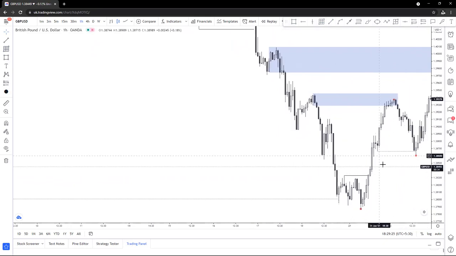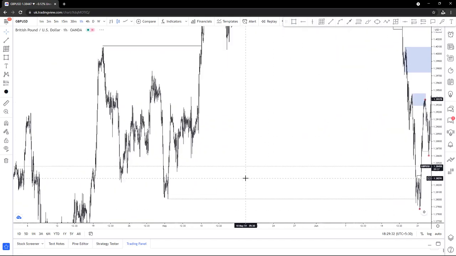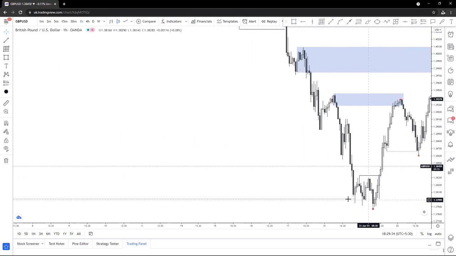So now this is ping pong. You could have bought from here, but you need to know the higher time frame perspective. We know that we're going to expect a pullback from here. So what we do is we buy from here. I did that. I bought from here. And then I know where my next pullback zone is.